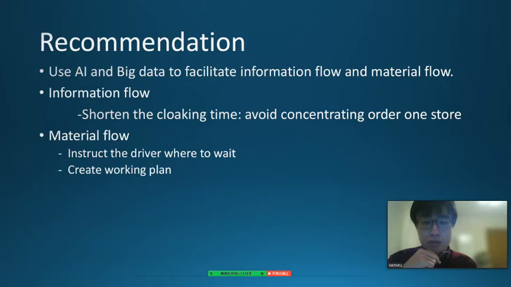The second example is smoothing the material flow. Using big data and AI, the company can instruct the delivery person where to wait in advance through the app. Even if the restaurant is able to prepare the food quickly, without the delivery person the delivery time will increase dramatically. So, GrabFood needs to encourage drivers to come to work by increasing the payment for busy times. And also, GrabFood can create a working plan by using big data. These measures are expected to improve delivery time.